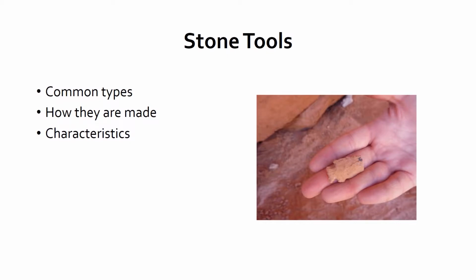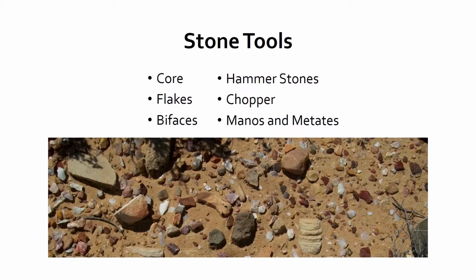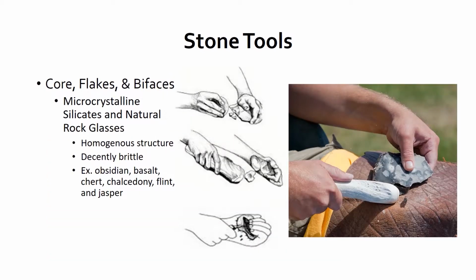We're going to talk about stone tools by covering the common types, how they're made, and the different characteristics. There are 6 main categories of stone tools. You have cores, flakes, bifaces, hammerstones, choppers, manos, and metates. So, core, flakes, and bifaces.